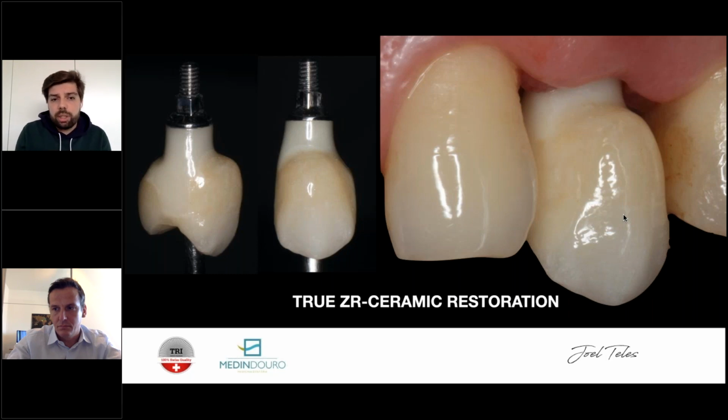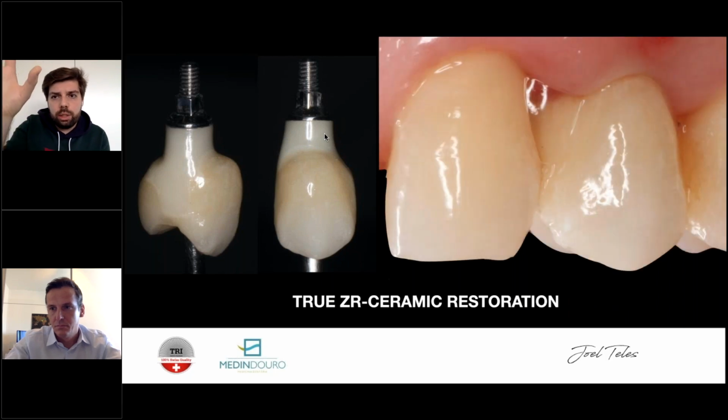Okay, and the cementation lines need to be thin, as you see here, and very well polished. There's no cement hanging, because you know that for the tissue that will be a trouble. So once you get the restoration in, this is what happens.